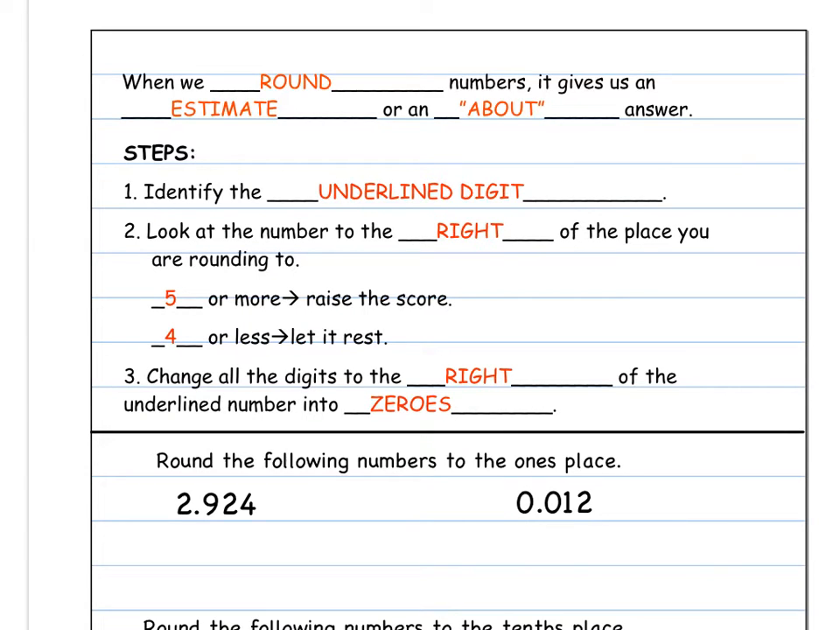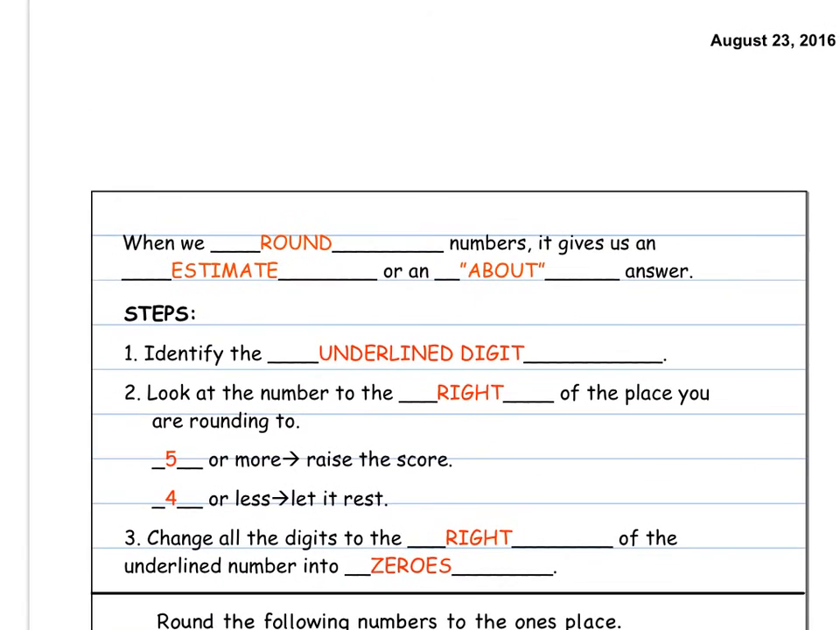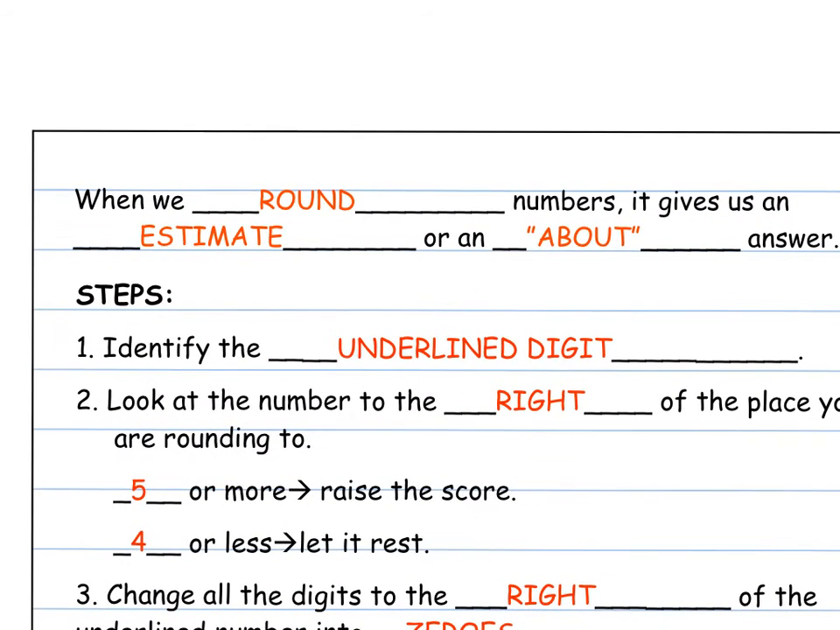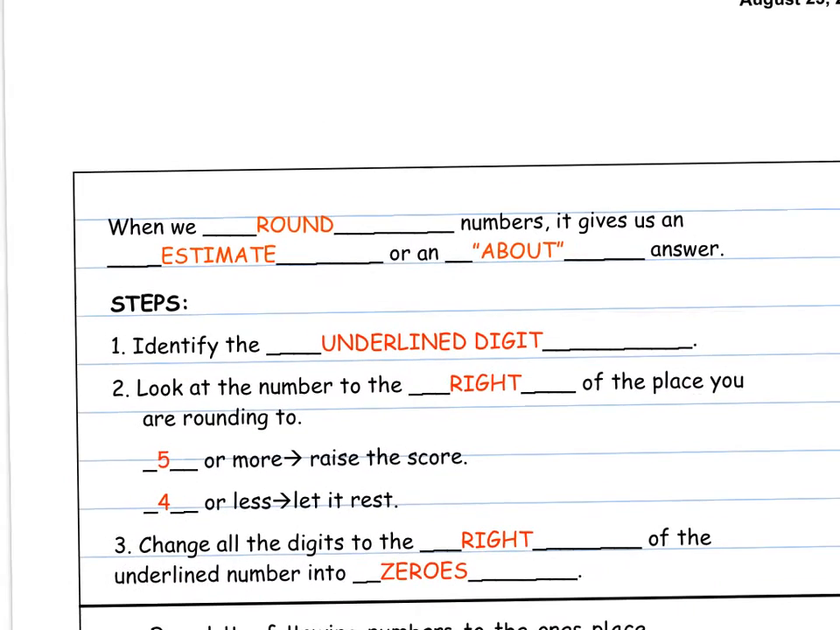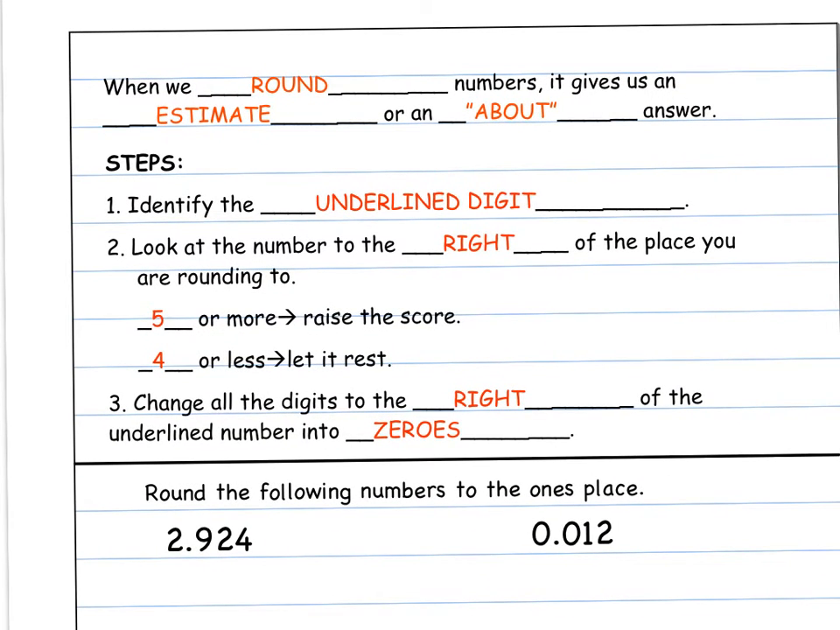So this is something you could fill in or try to have as part of your notes. When we round numbers, it gives us an estimate or an "about" answer. So generally you'll round when you are trying to find whole numbers, or sometimes you'll round to a nearest place value that is not a whole number, a tenths, a hundredths, etc. How we round is we identify the desired place value you'd like to go to.